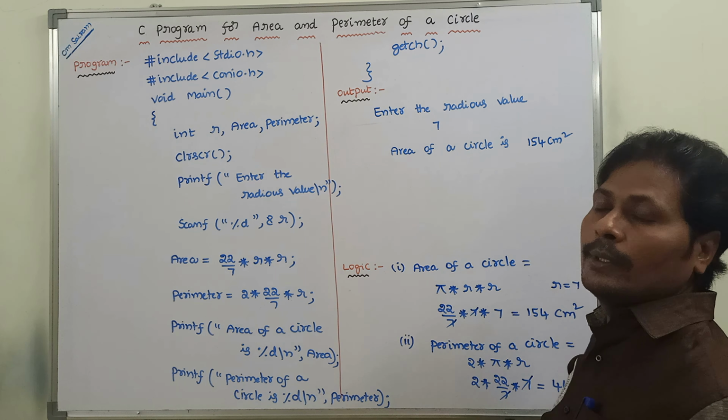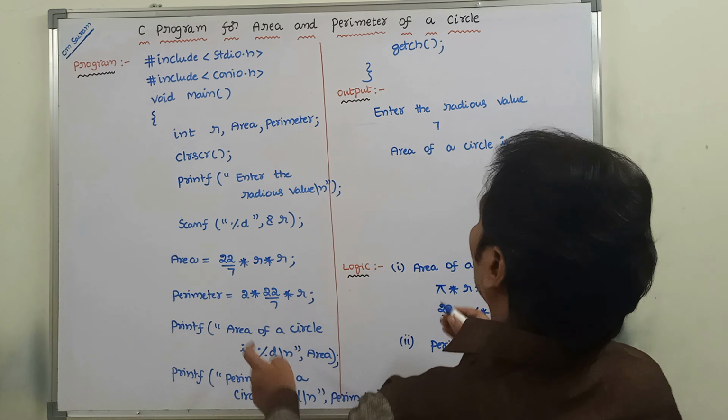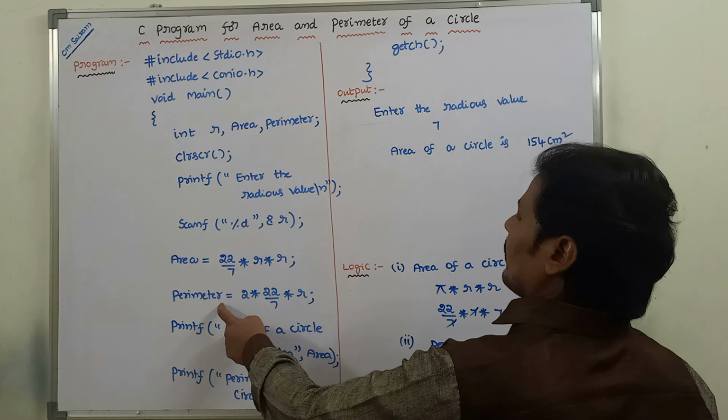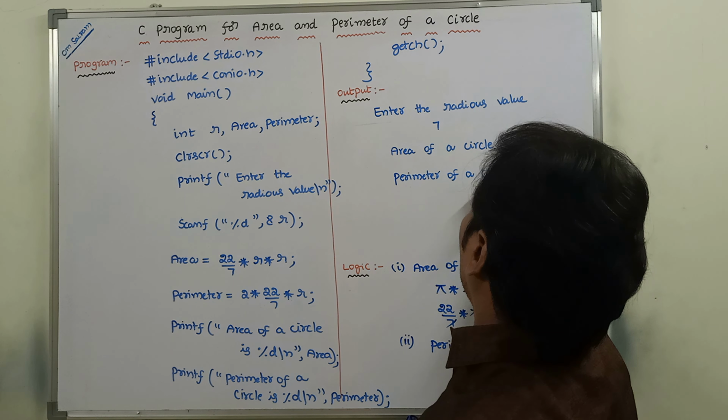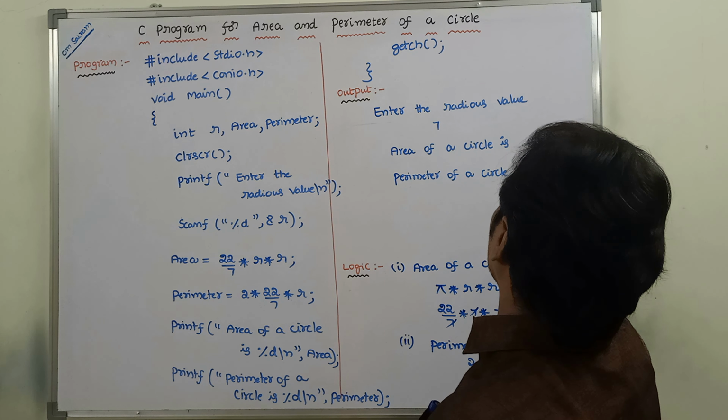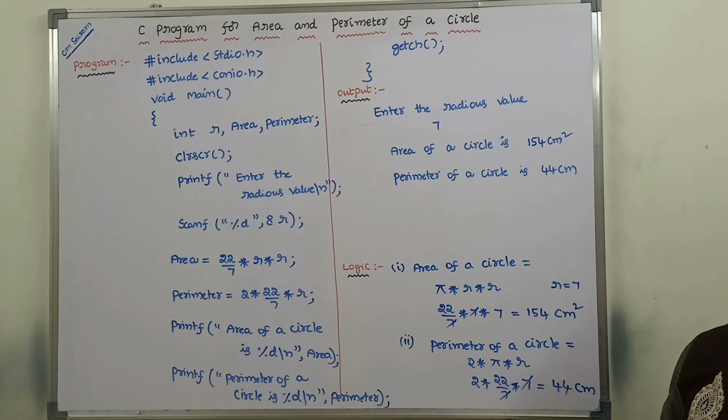This is printed. Next, after that we calculate the perimeter. So perimeter is equal to 2 into 22/7 into 7. The 7s cancel, 2 into 22, that is 44 centimeters. So the perimeter of a circle is 44 centimeters. So this is the simple program for finding the area and perimeter of a circle.